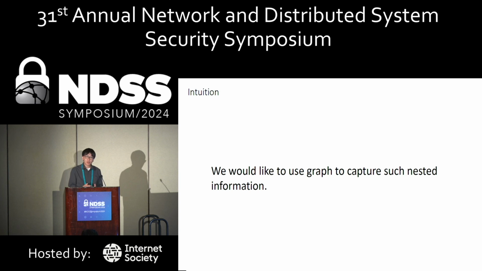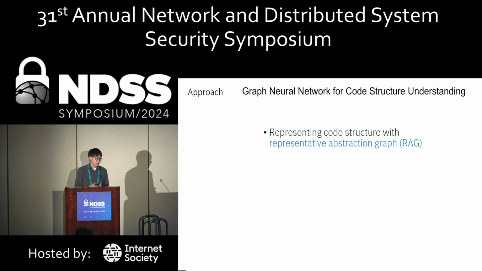So in this project, we would like to use a graph-based approach to capture this kind of nested information and further capture this kind of nested high-level semantics. How can we do that? We would like to introduce a graph named the representative abstraction graph. This graph includes the information of the call graph of the whole program and also the nested type graph of the whole program.